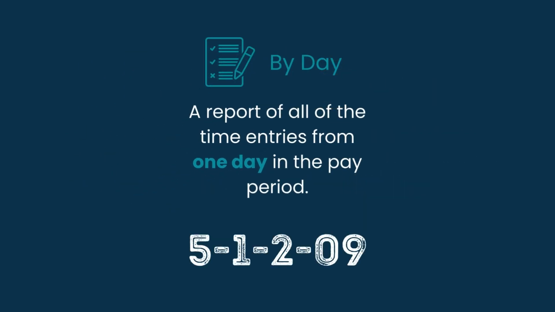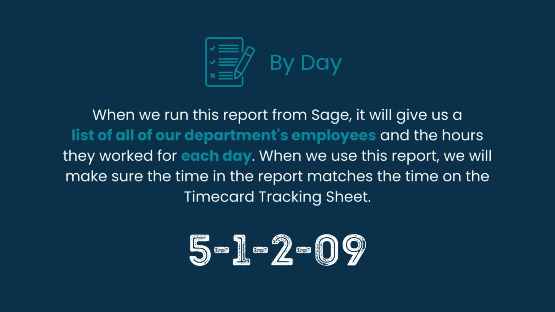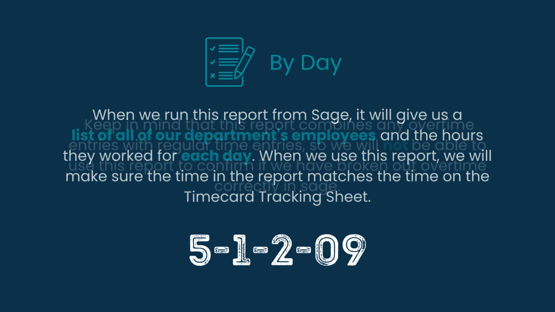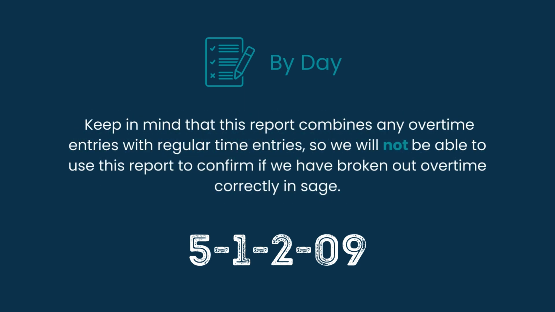The 5129 report balances payroll by the day. When we run this report from Sage, it will give us a list of all of our department's employees and the hours they worked for each day. When we use this report, we will make sure the time in the report matches the time on the time card tracking sheet. Keep in mind that this report combines any overtime entries with regular time entries, so we will not be able to use this report to confirm if we have broken out overtime correctly in Sage.